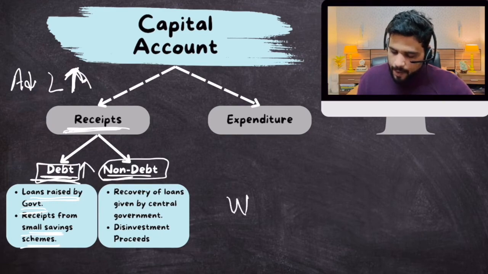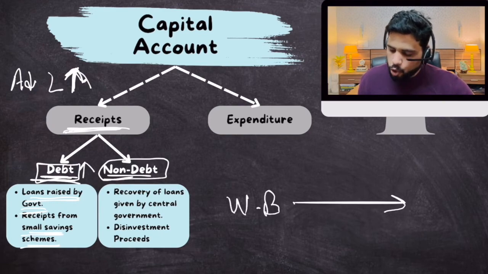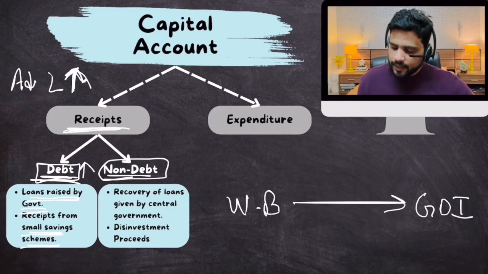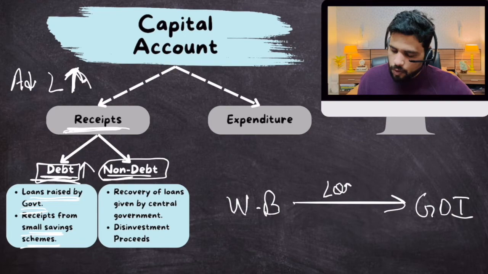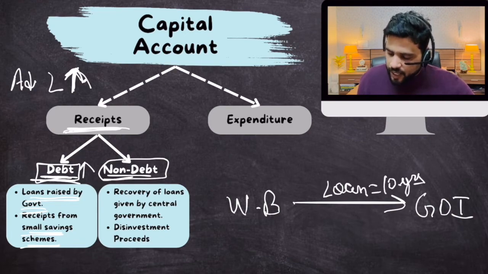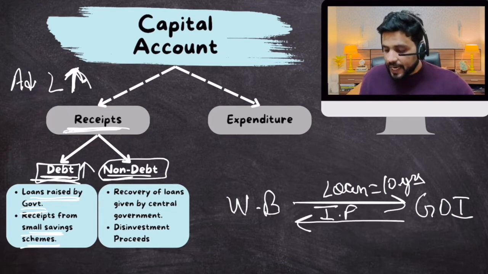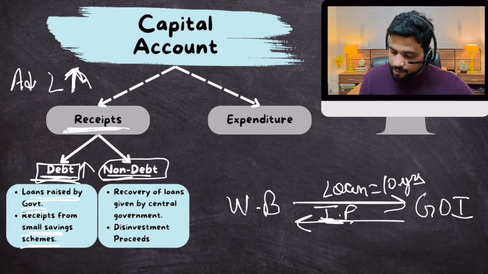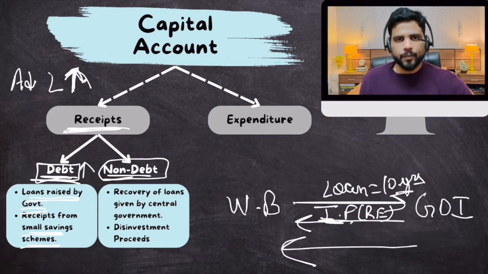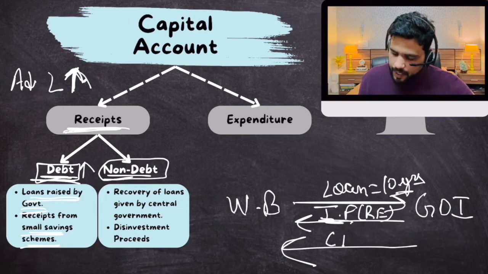Let's suppose World Bank gave a loan to Government of India. And the period of that loan was 10 years. Every year, government pays some interest on it. Now, that interest payment is revenue expenditure. Interest payment is revenue expenditure. Okay. But after 10 years, when the government pays the entire amount back, that is capital expenditure.